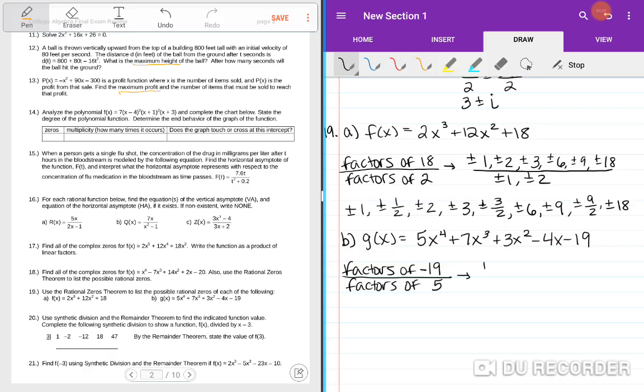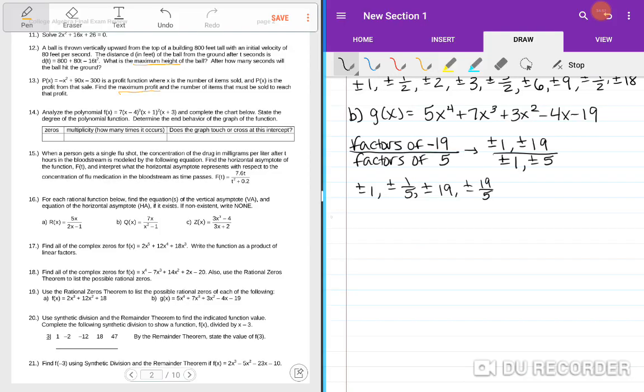So we're going to do plus or minus 1, plus or minus 19 over plus or minus 1, plus or minus 5. So to list them all out, I'm going to say plus or minus 1, plus or minus 1/5, plus or minus 19, plus or minus 19/5. And then that's it. So for number 20, it says use synthetic division and the remainder theorem.